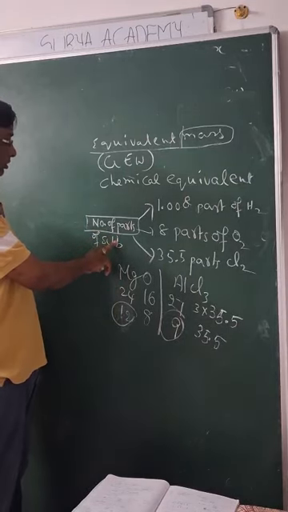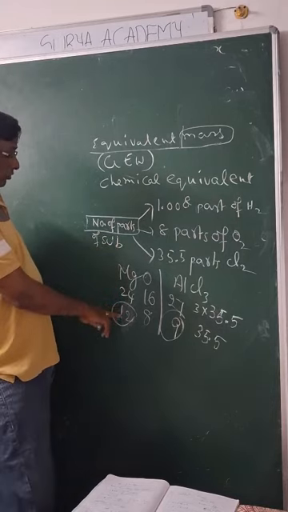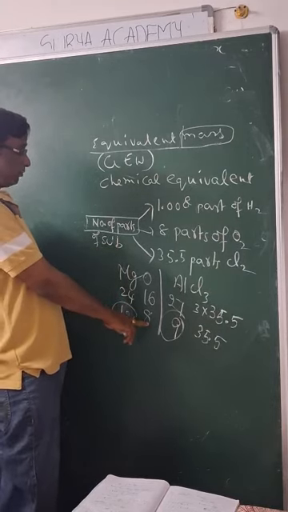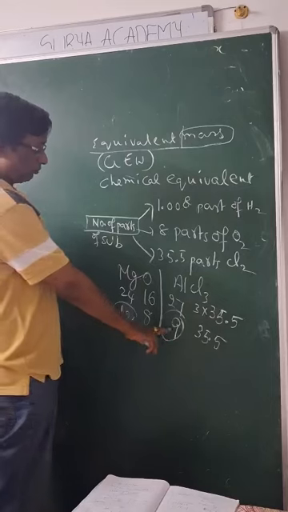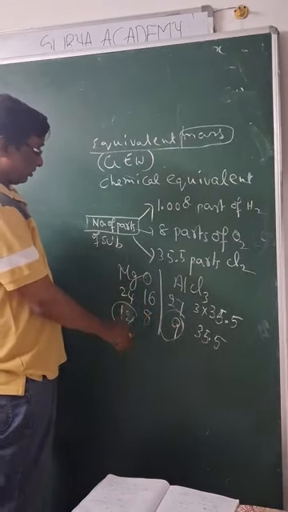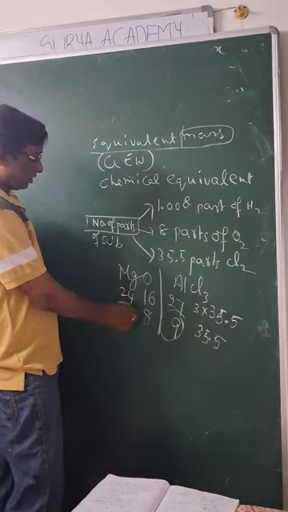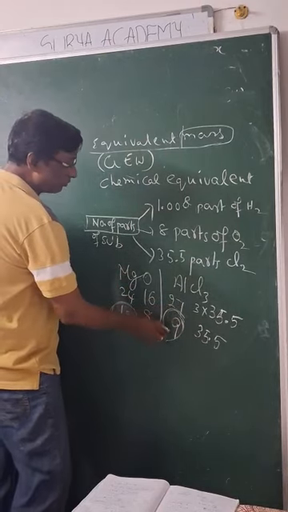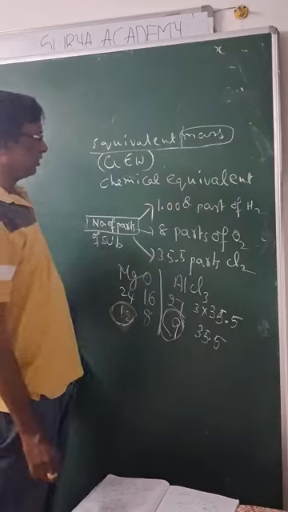Number of parts of substance: 12 parts of magnesium combined with 8 parts of oxygen, 9 parts of aluminium combined with 35.5 parts of chlorine. So this one is equivalent mass. This one is also equivalent mass or chemical equivalent.